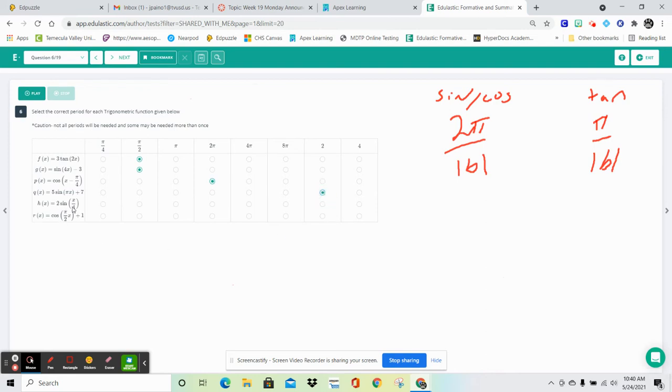And for h, b is 1/4. This is on sine, so that's going to end up being 8 pi, since 2 divided by 1/4 is 8. And then for r of x, b is pi halves, and it's on cosine, so 2 pi divided by pi halves is going to end up being 4. And so that's how you do periods for the trig functions that we learned.